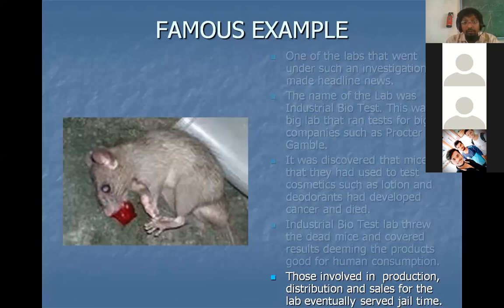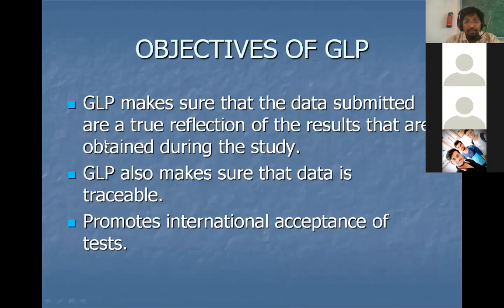So, see what they have done. They tested these lotions and deodorants, to be used on humans, on experimental animals, that is rats, and the rats developed cancer and they threw them away. They covered up the results and declared that it is safe to use in humans. So this kind of error can happen if we neglect GLP practices. So GLP is very important to regulate proper product quality and maintain laboratory quality.